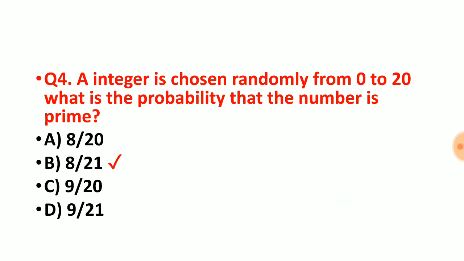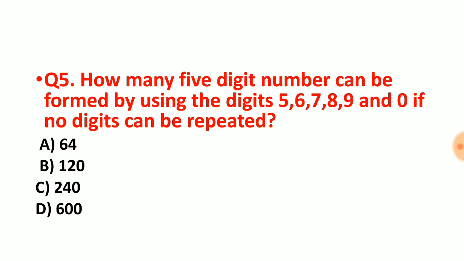8 by 21 is option choice B. For a random number from 1 to 20 our answer would be option choice A. But here it is 0 to 20, so option choice B is the correct answer for question number 4.